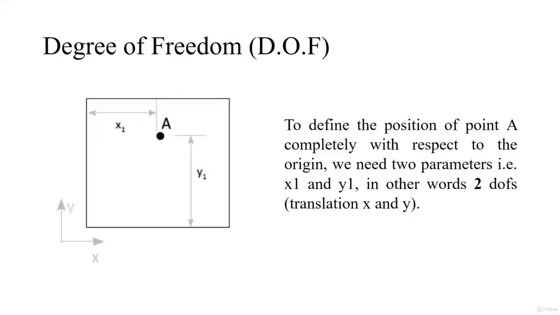See here, if I have a point A and I need to specify its position in space, let us take a 2D plane. In order to specify the position of point A in this 2D plane, I need to define two coordinates, the x coordinate as well as the y coordinate. So here we can say this particular point A has 2 degrees of freedom.